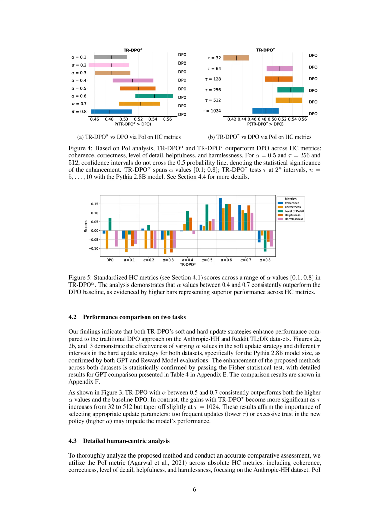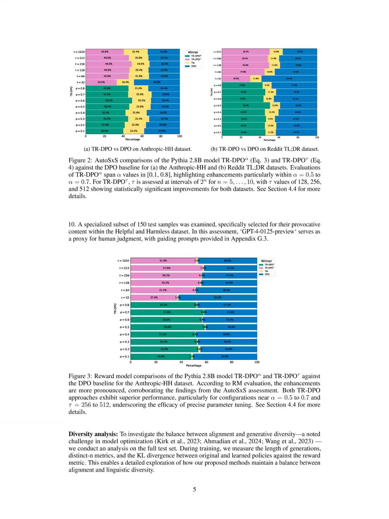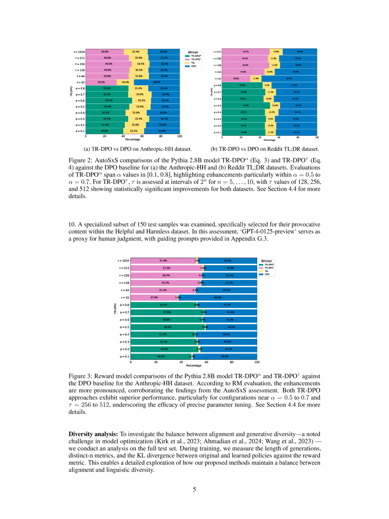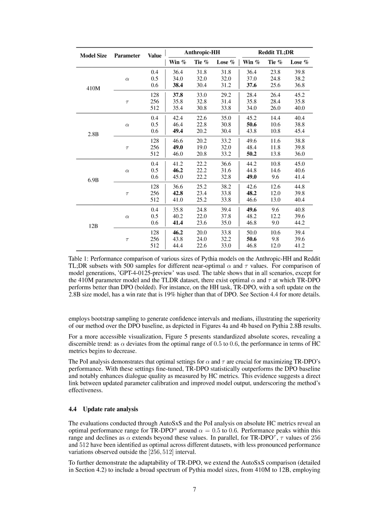7. The evaluations revealed an optimal performance range for TR-DPO-alpha around alpha equals 0.5 to 0.6 and for TR-DPO-tau at tau equals 256 and 512 across different datasets. 8. TR-DPO showed potential to enhance model performance across various model sizes, from 410M to 12B, with careful parameter tuning being crucial for achieving an equilibrium between adherence to the SFT policy and adaptability for effective adaptation.